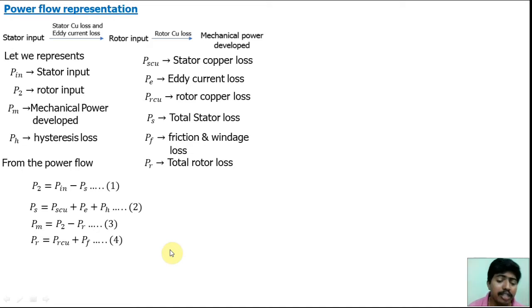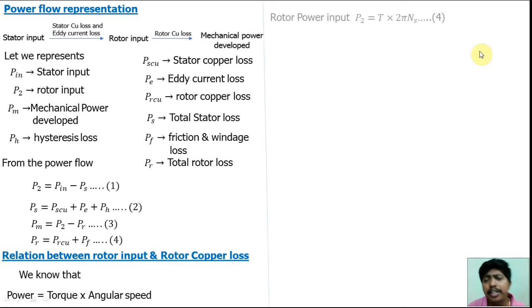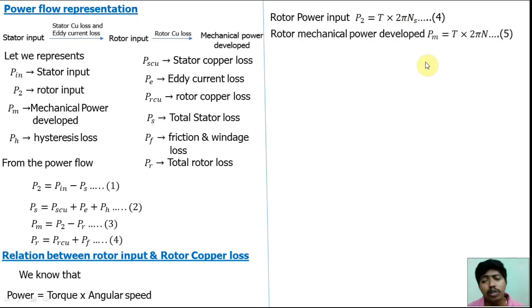Okay. Next, we will discuss the relation between the rotor input and rotor copper loss. We know that power is equal to torque into angular speed. Rotor power input P2 is equal to torque into synchronous speed, 2πNS, on the input side, rotor input. Then the rotor mechanical power developed, on the mechanical side, is the useful power: torque into rotor speed. So substitute this.